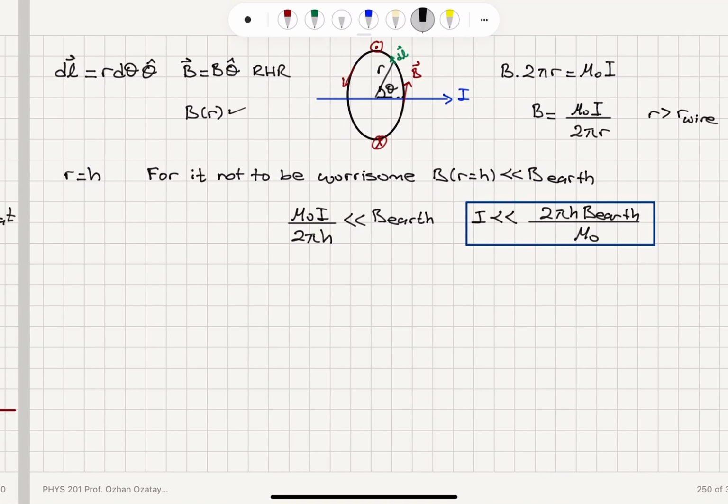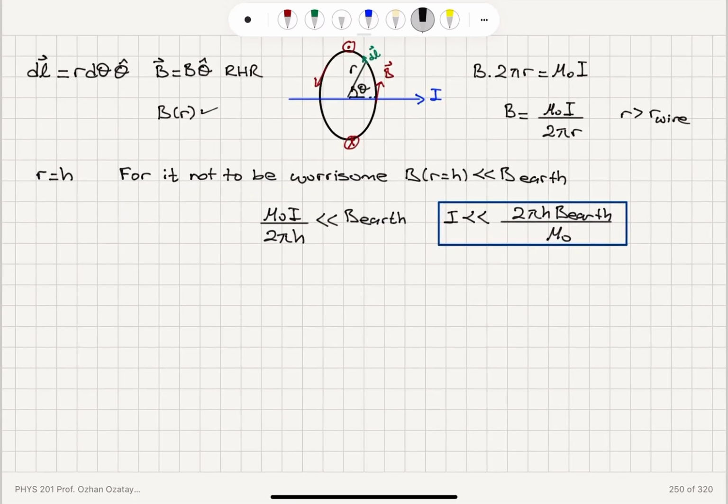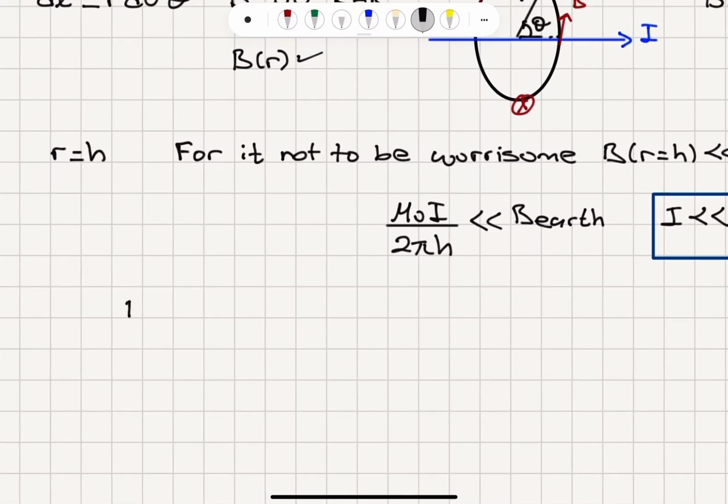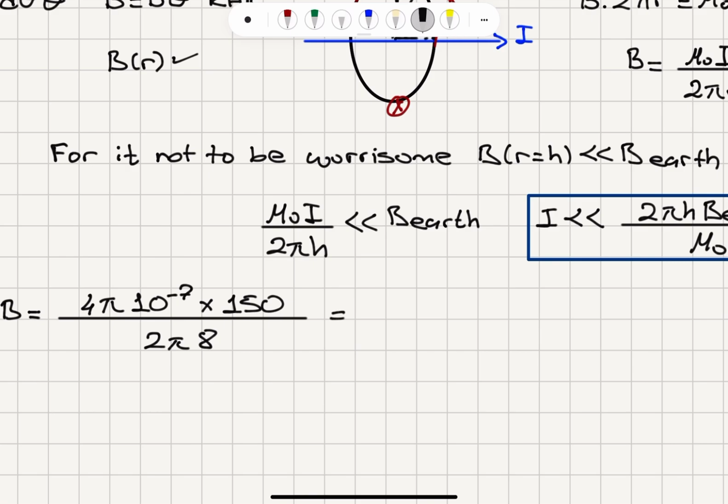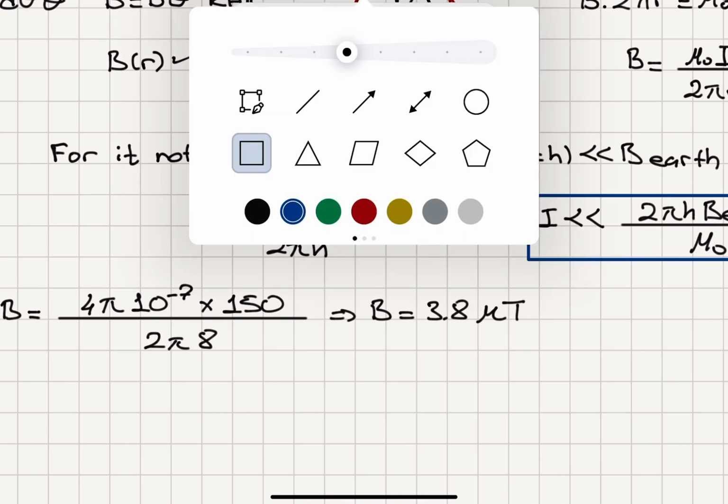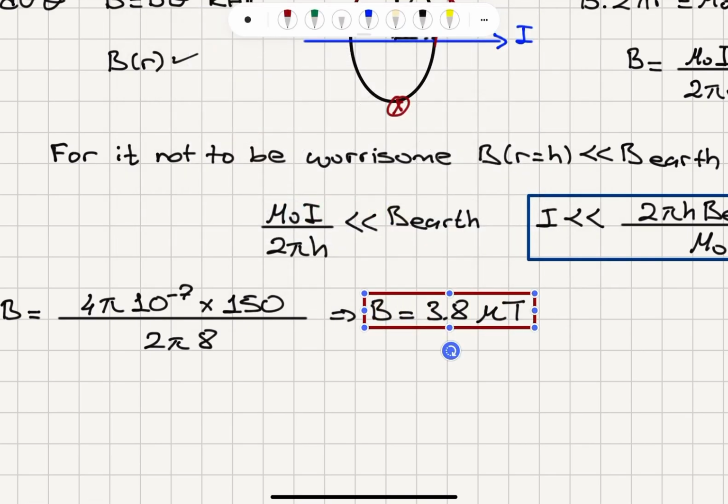Okay, so if I calculate this magnetic field generated by this wire, B is equal to permeability of free space, 4 pi times 10 to the minus 7 Henry per meter, times the current of 150 amps, divided by 2 pi h, where h is 8 meters, and that gives me a magnetic field magnitude of 3.8 micro Tesla. So that's the magnetic field I have at the ground level due to this transmission line.